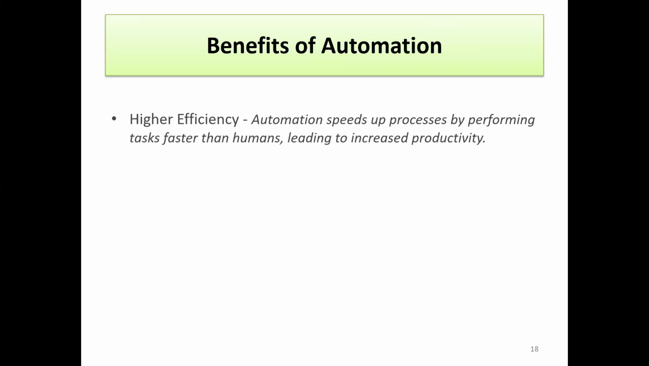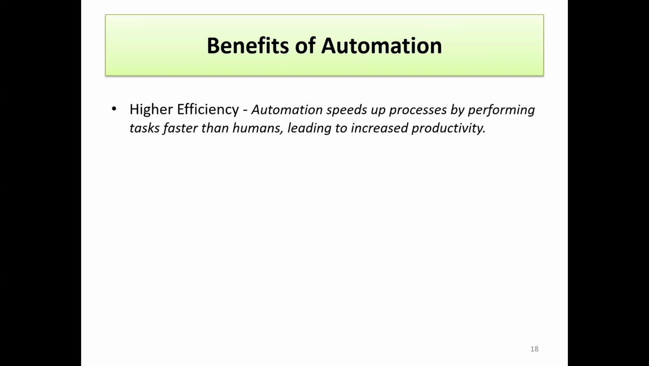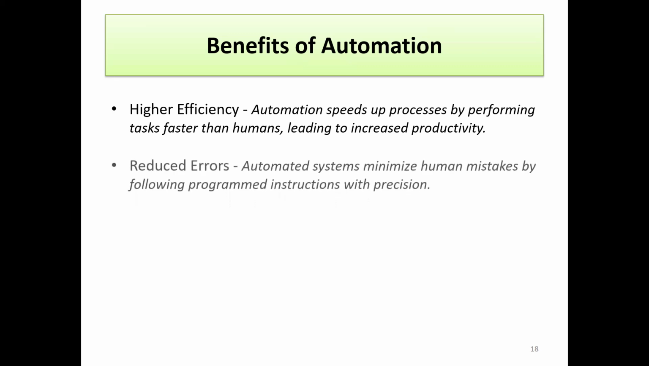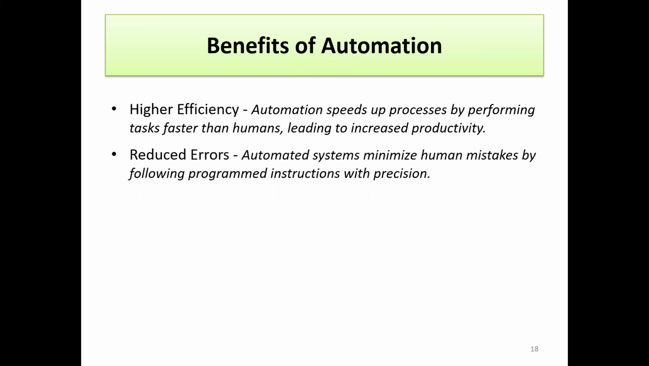Then we'll see what are the benefits of automation. Benefits of automation. Why is this important? High efficiency. First benefit. Automation speeds up processes by performing tasks faster than humans, leading to increased efficiency and finally the productivity. Faster than humans. Then it reduces errors in repetitive structured work. Automated systems minimize human mistakes by following programmed instructions with precision, with validity.